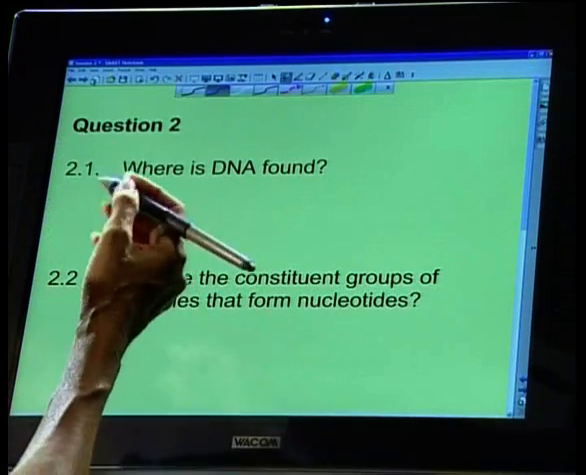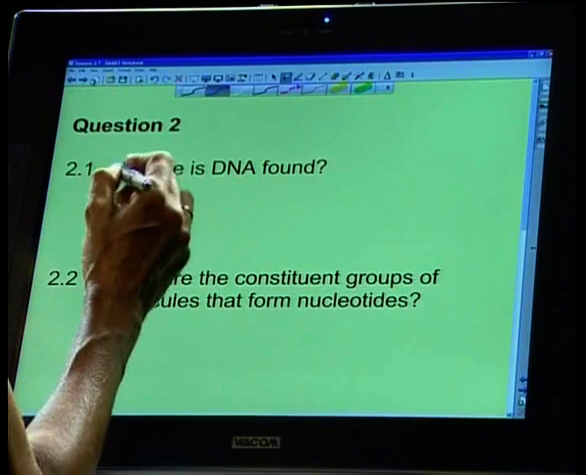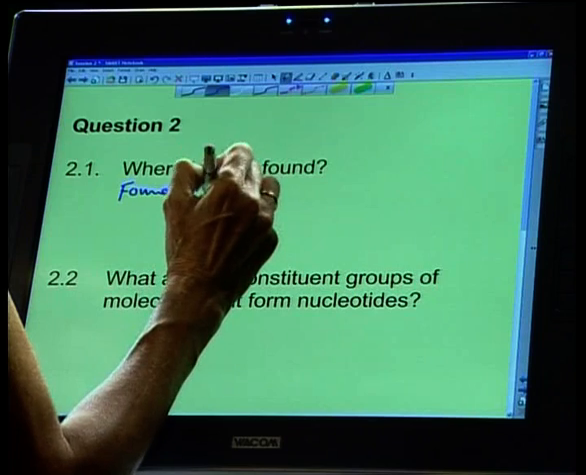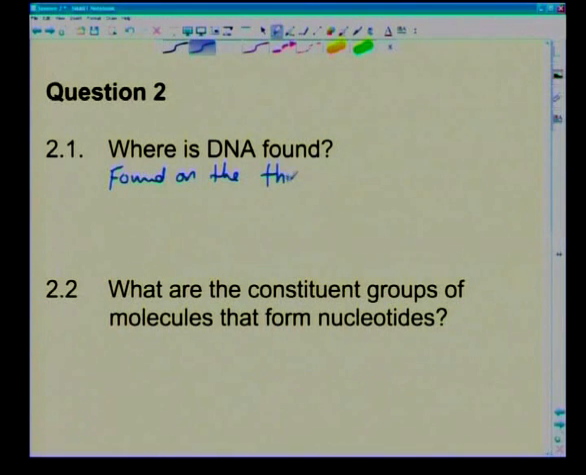So here we go. Where is DNA found? Now think about it. It's found on the thread-like chromosomes, because remember, that's what chromosomes normally look like, thread-like.